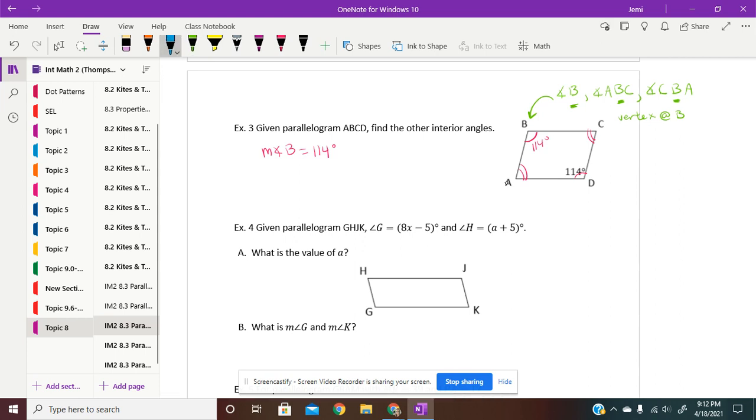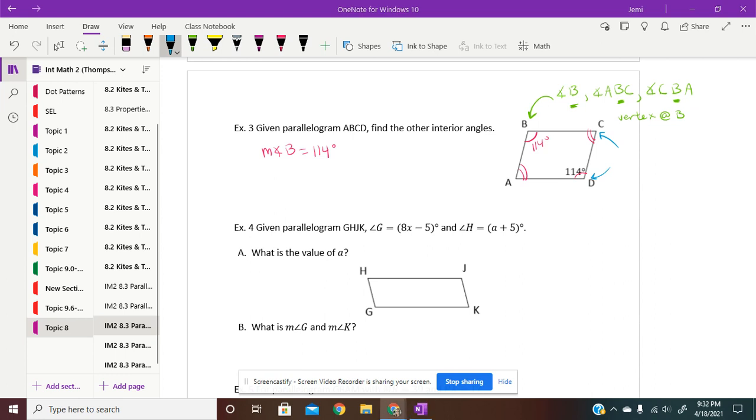All right, so I've got 114, and I want to find this angle here. It's not 114. Check it out. Angle D is obtuse. It's bigger than 90. C is acute. It's smaller than 90. It's likely not going to be the same measurement.